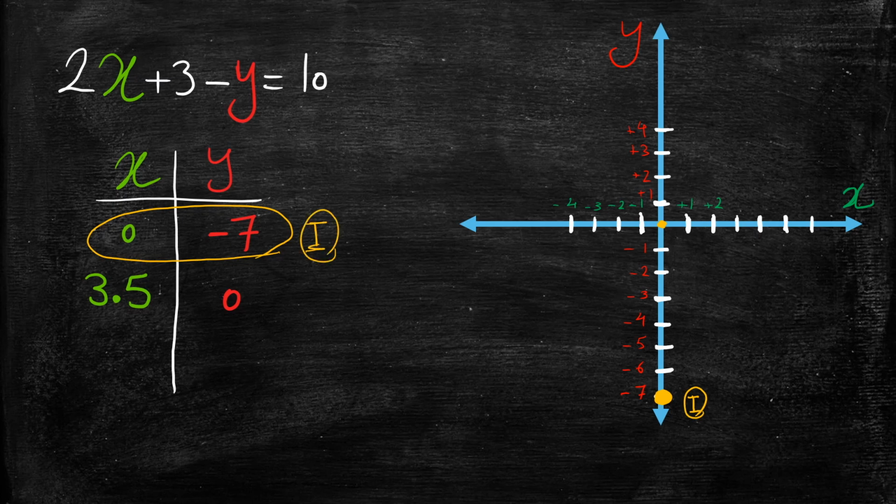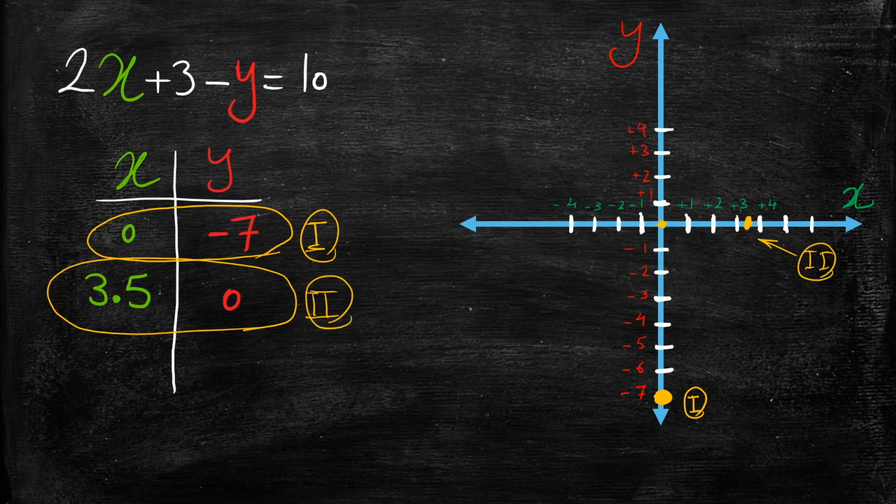What is the other point? Let's find the other point. 3.5 is x, and 0 is y. So 0 is the center for y, and 3.5 is on the x-axis. This is positive 2, positive 3, positive 4. So right in between 3 and 4 on the x-axis is point number 2. That's it. We found these 2 points.